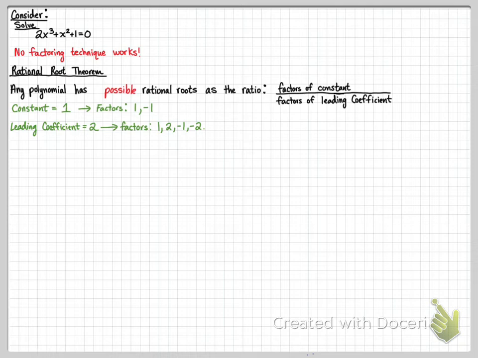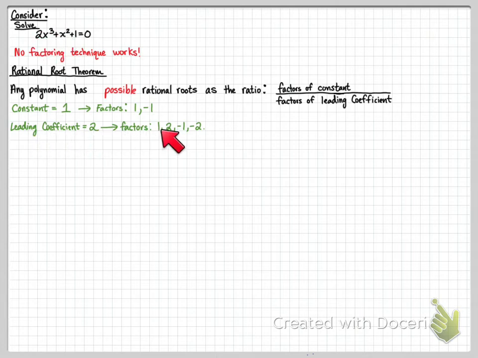let's say here, so we're looking back up at this example, right? We're solving this. So your constant is 1. The constant is the number without the x, right? Your constant is 1. What is the factors? 1 and negative 1. Okay, remember we're trying to find the factors of the constant and the factors of the leading coefficient. The leading coefficient here is 2. It's the number in front of your greatest degree. So that 2, the leading coefficient is 2.